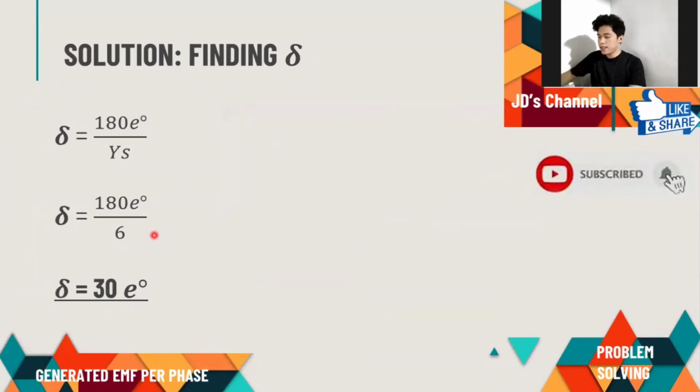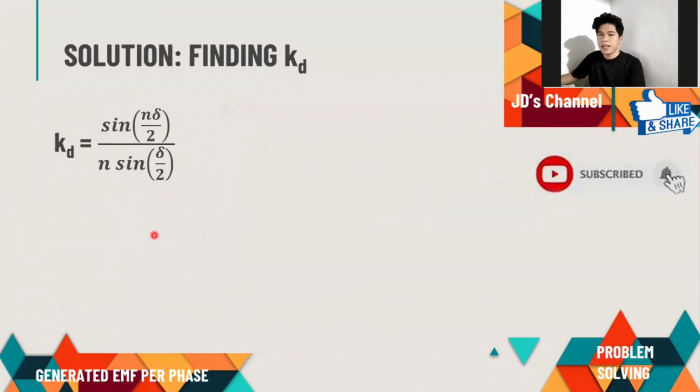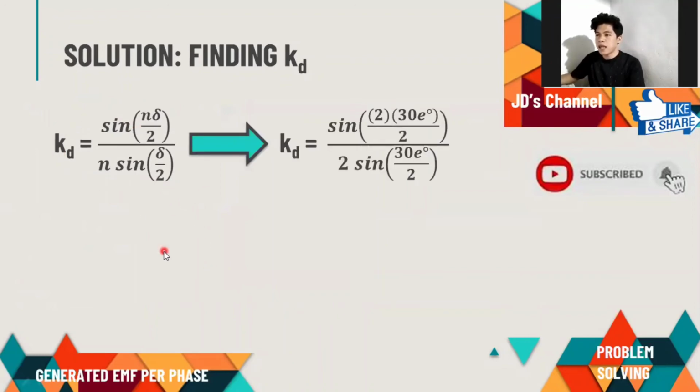So the next one, class, is finding KD. That is our formula. Let us substitute the values we got. We have sine of the quantity 2 times 30 electrical degrees over 2 sine of 30 electrical degrees over 2. We get, class, the value 0.9659258263. As you can see, I did not round off here, because we will substitute this later in our other formula.